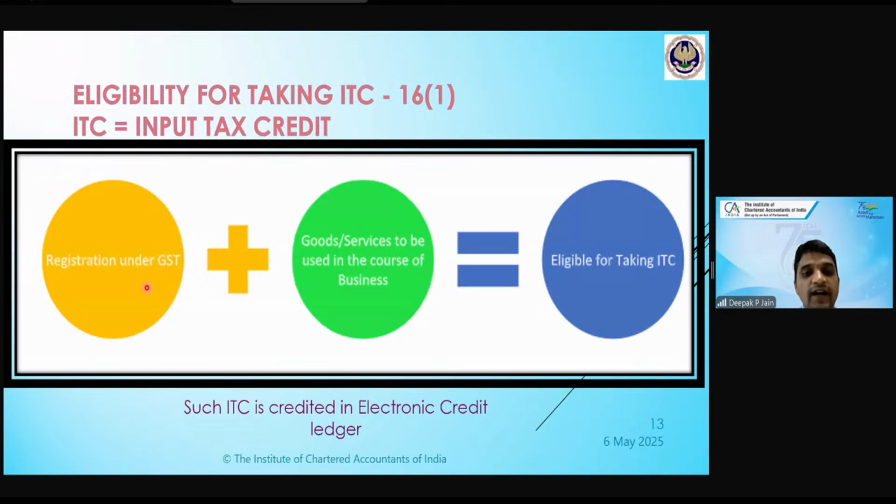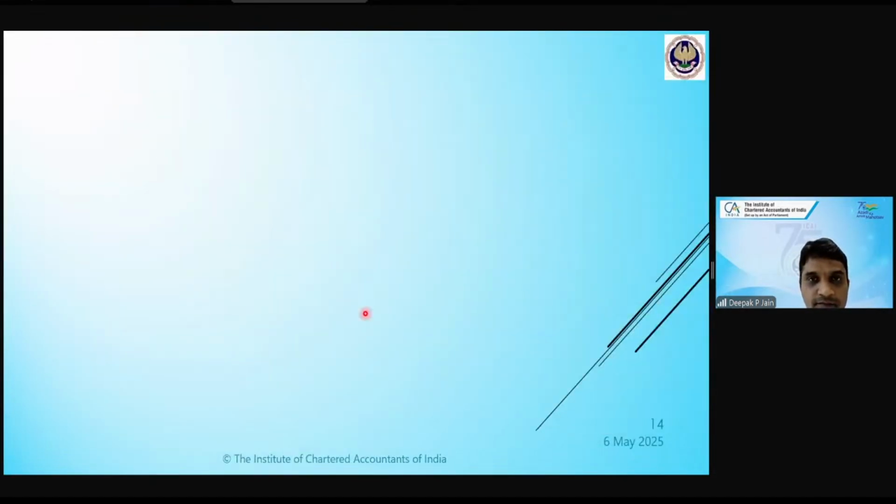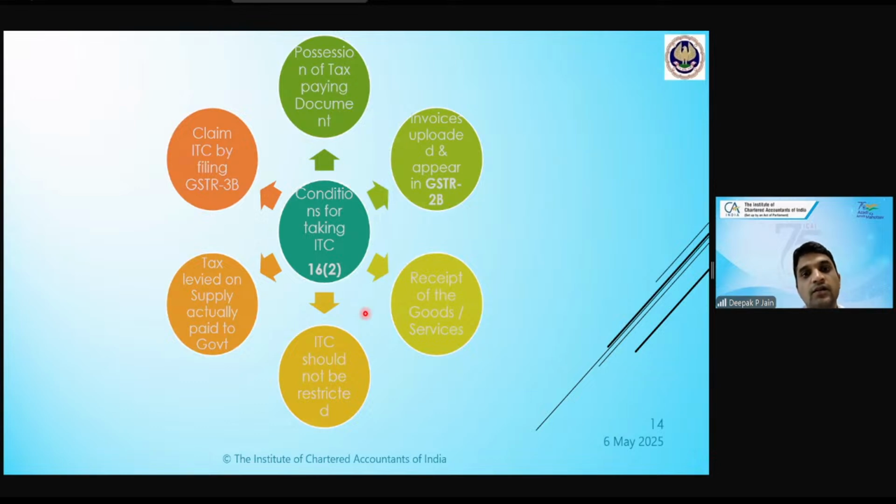Now, such ITC, where will it go? It will get credited in the electronic credit ledger. Okay, so once you satisfy these two conditions, you are eligible to take the credit and the credit will flow into the electronic credit ledger. Then the conditions for taking ITC: 16.1 says that, okay, I will give you the credit. Now 16.2 says there are certain conditions.